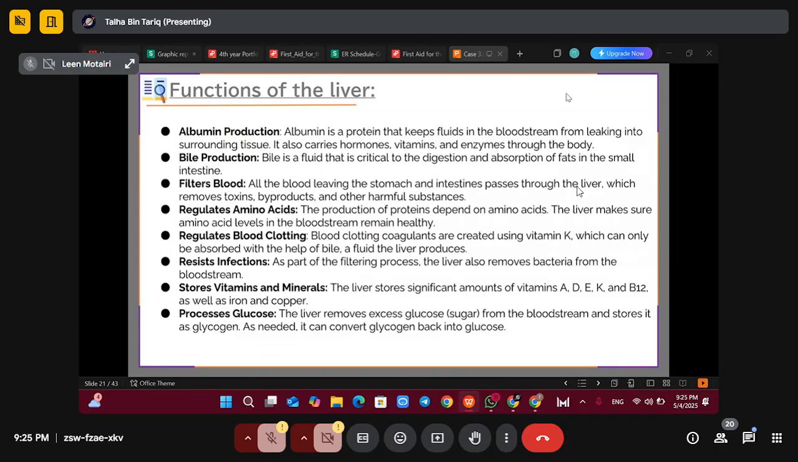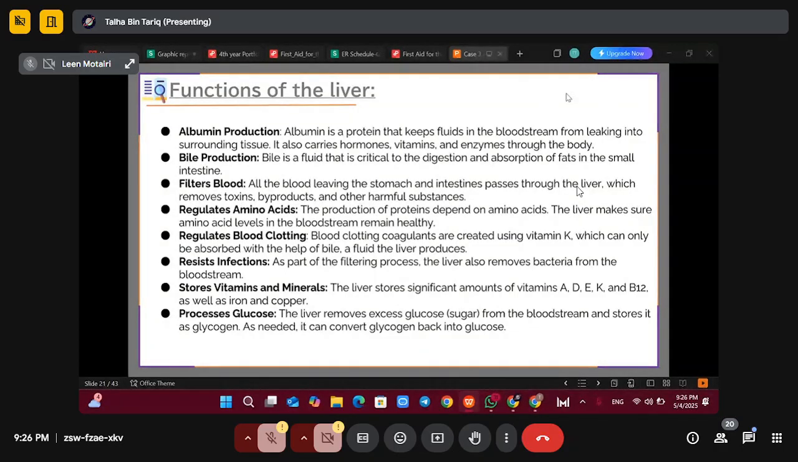The very famous ones we know are A, D, E, and K, and vitamin B12, as well as iron and copper. So it's storing all of these vitamins and minerals for the body. It has a good amount of store. So even if you are not consuming these vitamins for a short period of time, the liver has enough stores to replenish it and help your body with the vitamins.